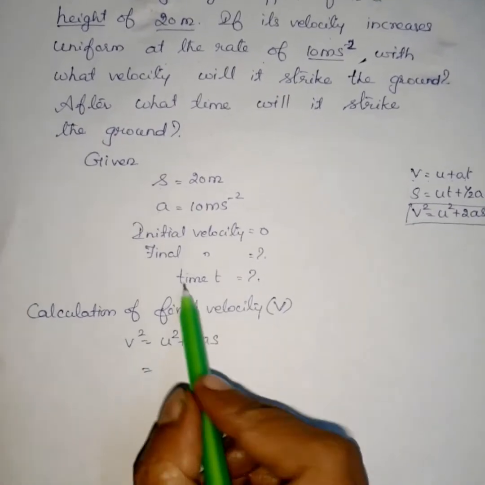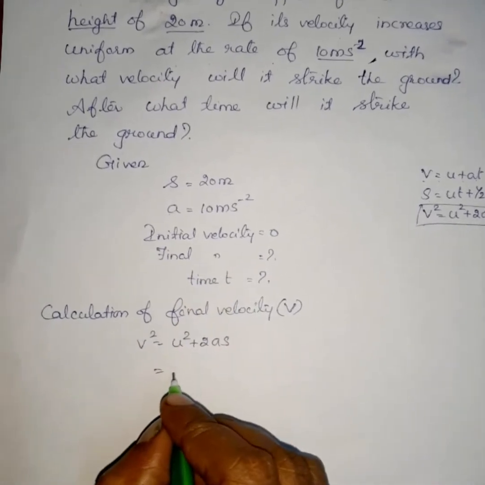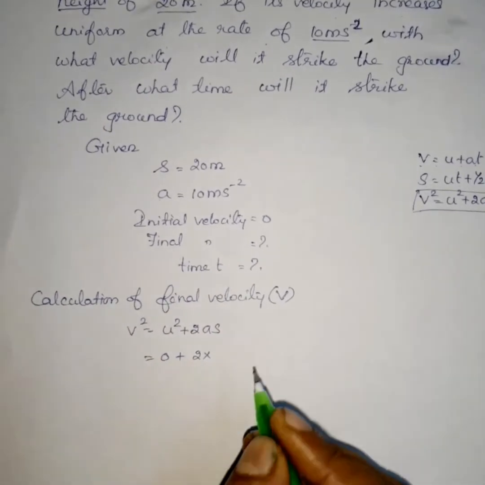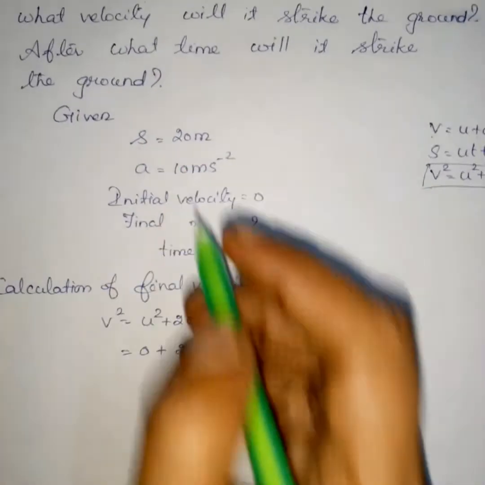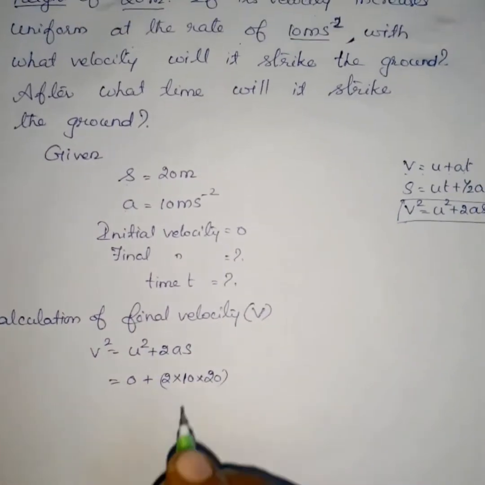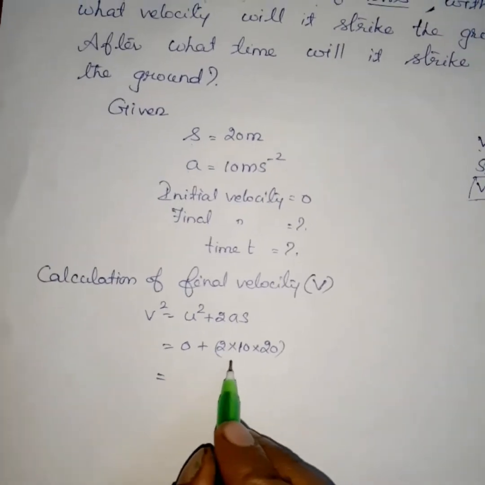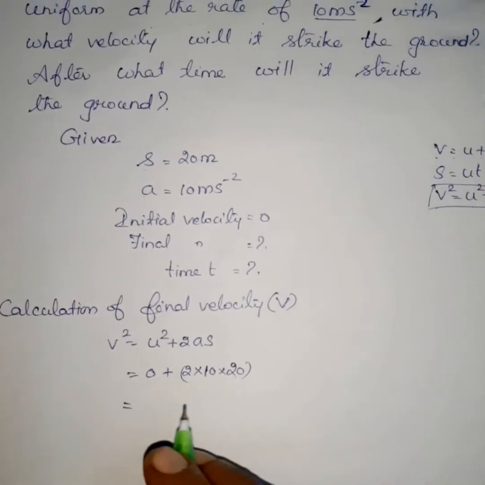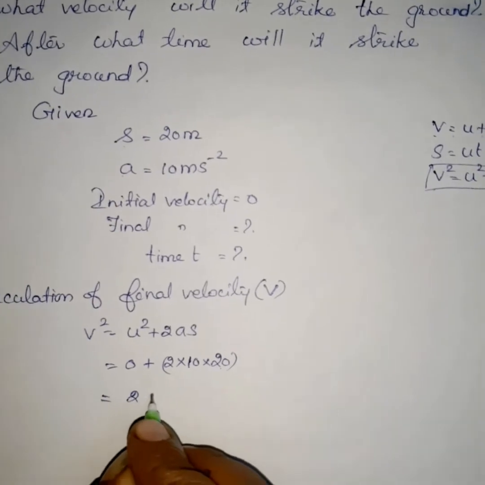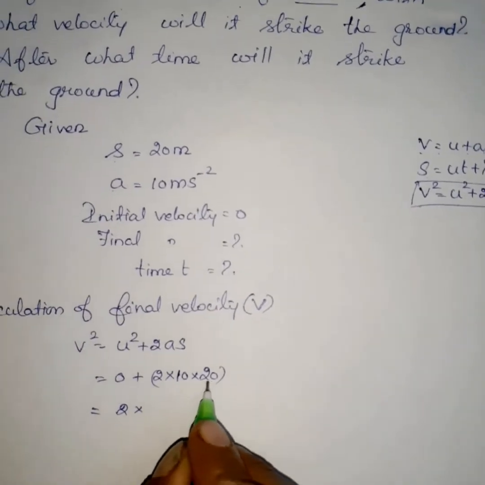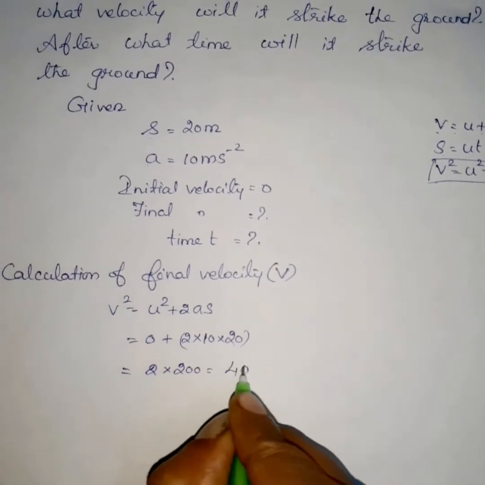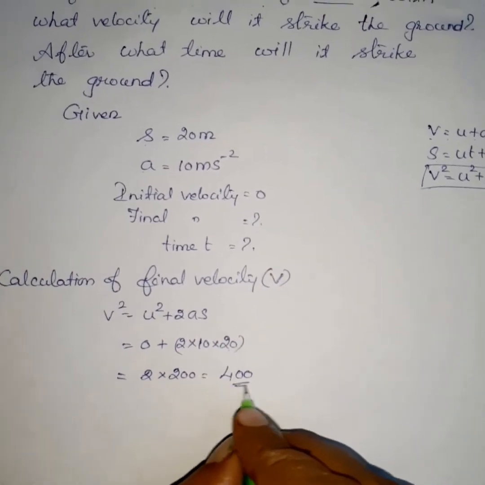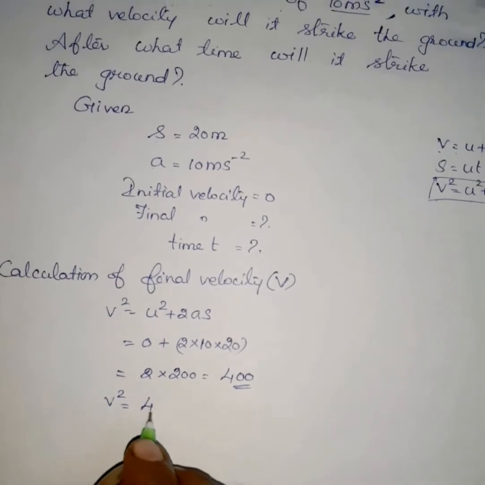Okay, u, the initial velocity, is 0. So 0 plus 2 into a value 10, into s, which is 20. Now you substitute. Here 2 into 10 into 20. Now you write 2 into 20 into 10, 200, is equal to 400. So v square is equal to 400.